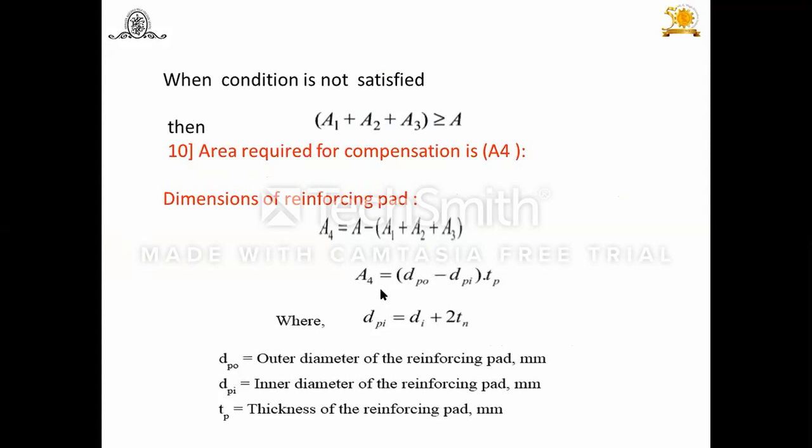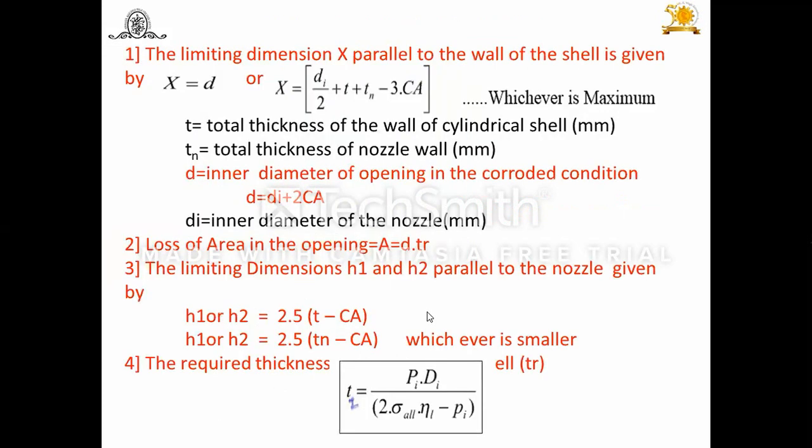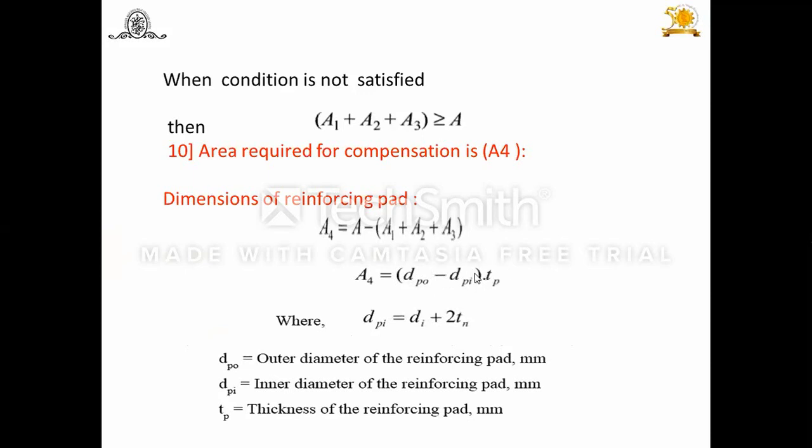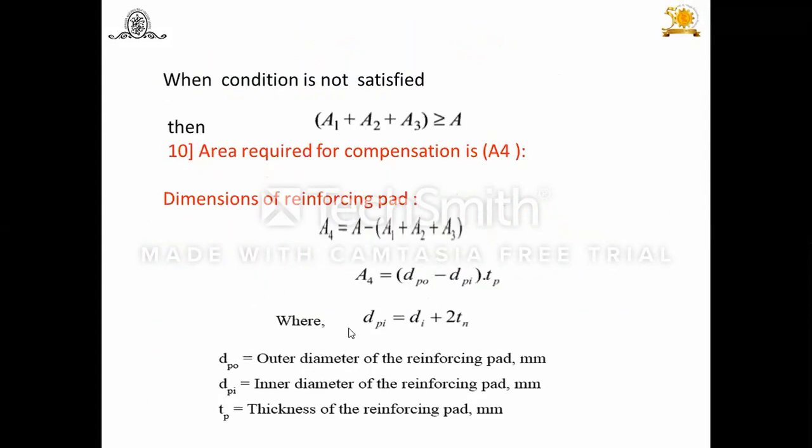And this A4 area is nothing but DPO, meaning the outer diameter of the reinforcing pad, minus the inner diameter of the reinforcing pad, into TP. Here in the diagram you will get that the outer diameter of the nozzle is nothing but the inside diameter of the reinforcing pad. And how much is the outside diameter of this reinforcing pad? We have to add this thickness here. That's why it is given as (DPO minus DPI) into TP. This is A4. And DPI, I have already told, is Di plus 2Tn, as you will get from the diagram.